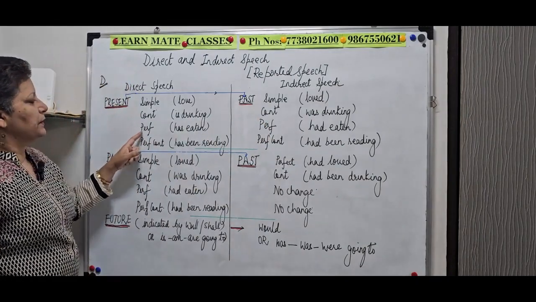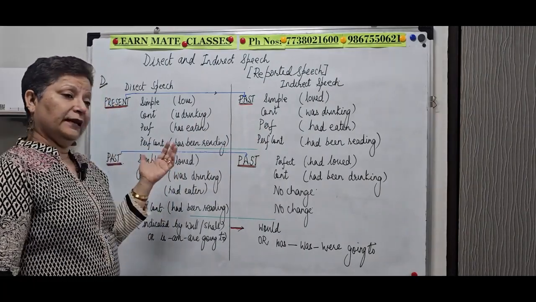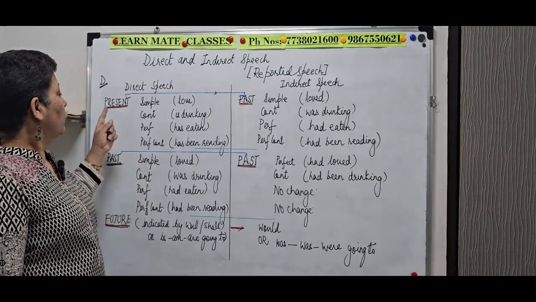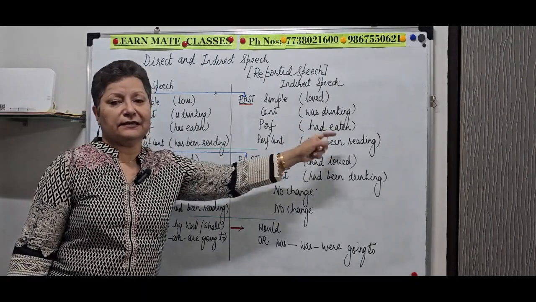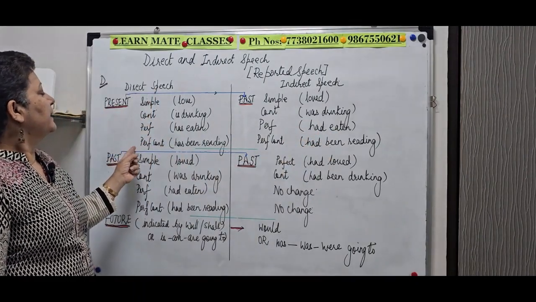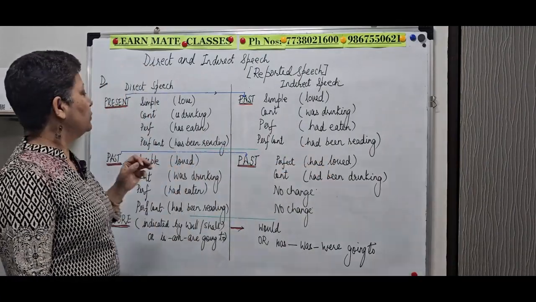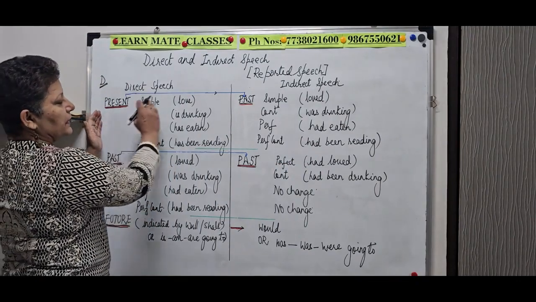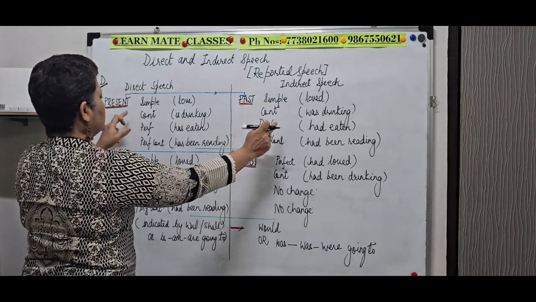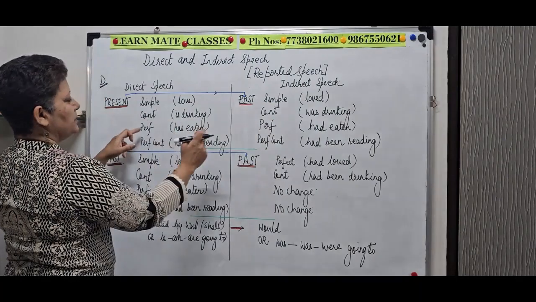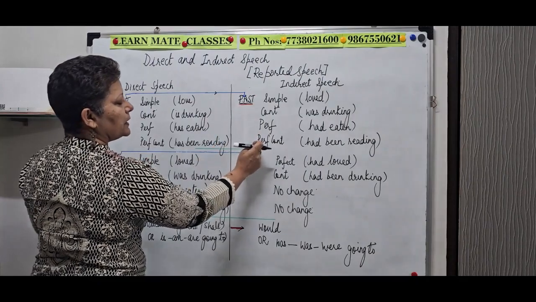Similarly, the present perfect is going to become the past perfect. If I say, A said to B, I have eaten my food, or he has eaten his food. So A said to B that he had eaten his food. Similarly, he has been reading. He said that he had been reading. So it is very simple. All the present tenses change into the past. If it's simple, it will continue to be simple. Present continuous will be past continuous. Present perfect is going to be past perfect, and present perfect continuous is going to be past perfect continuous.